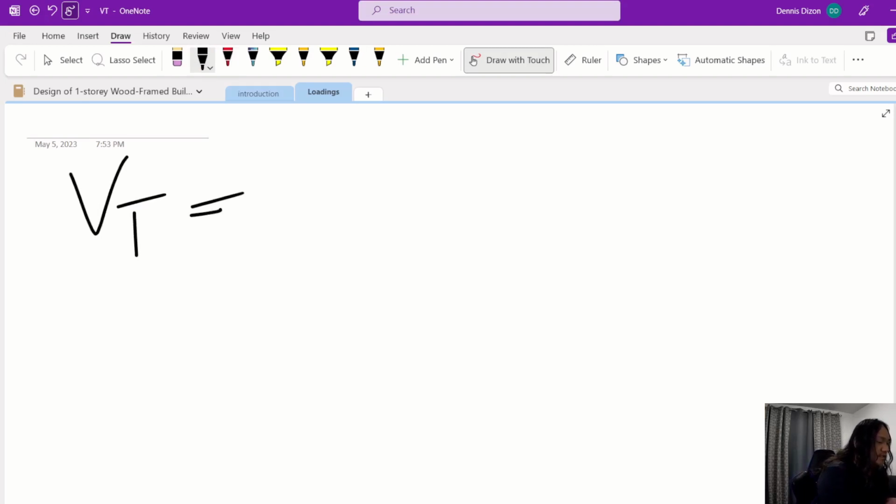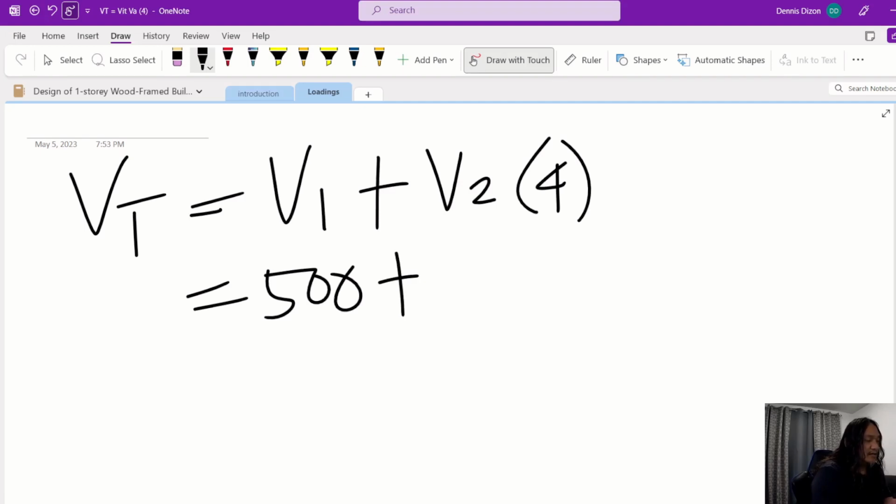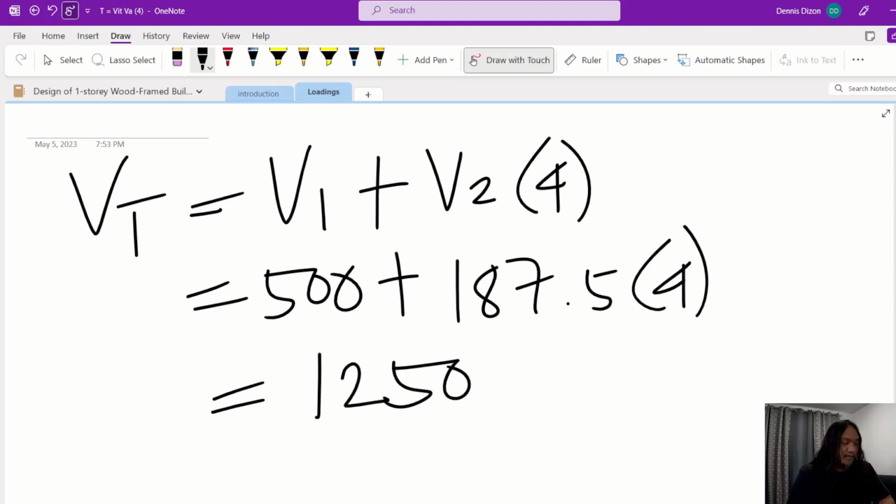So our total volume is equal to V1 plus V2 times 4. This is 500 plus 187.5 times 4. So that is 1,250 cubic feet.